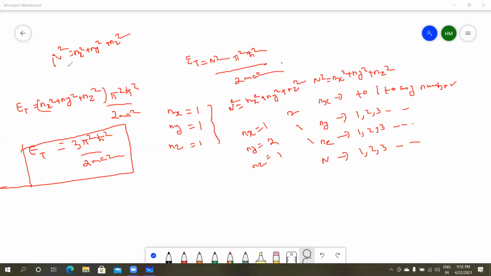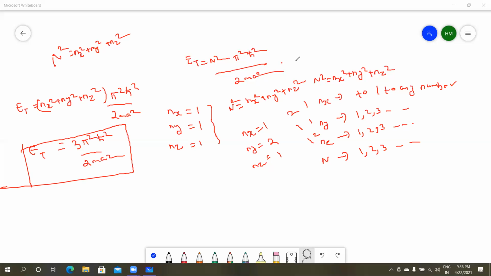Whatever values you take, you will get a particular value of n square, and that will give you a particular energy. Like if you are taking nx, ny, nz as 1 2 1, or 2 1 1, or 1 1 2, these correspond to the same energy. So this will give you degenerate states. These are basically degenerate states which correspond to the same energy. So you can plot a graph and show the degeneracy. I think this is a little clear.